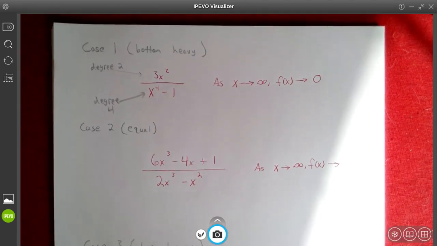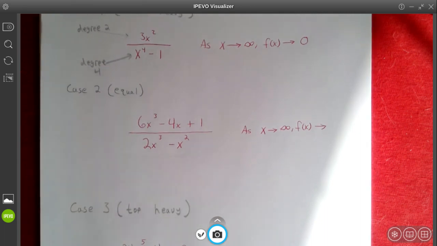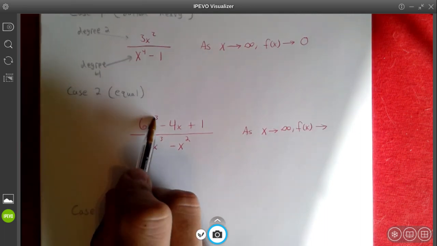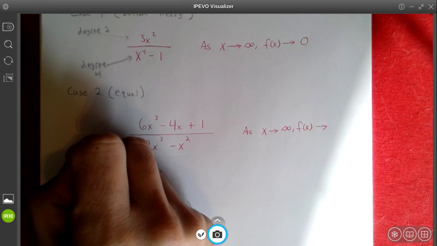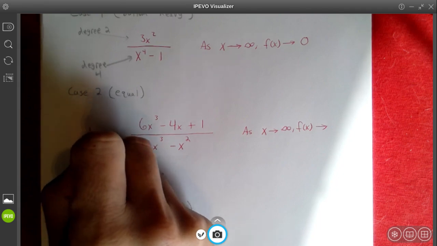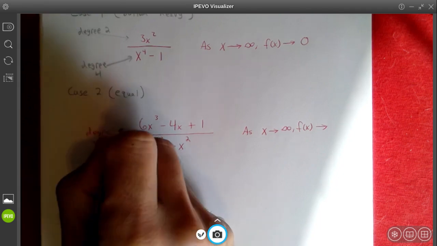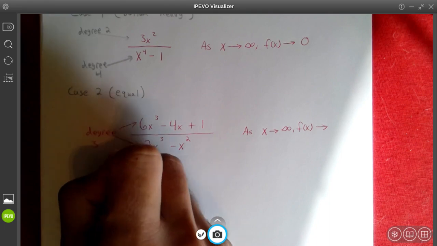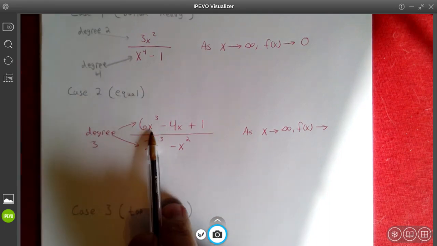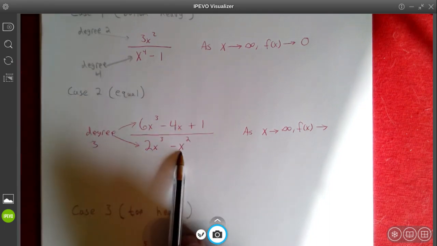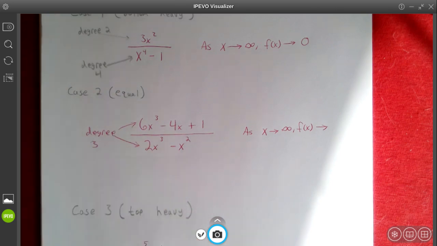All right, now case 2, all right, is if the degree of the top and the degree of the bottom are the same. Okay, you see here in this one, these are both degree 3 polynomials. It doesn't matter that this one has more terms than the bottom. That doesn't matter at all. This is still considered not bottom heavy, not top heavy, but equally heavy. I guess it would be balanced is what you could call it.